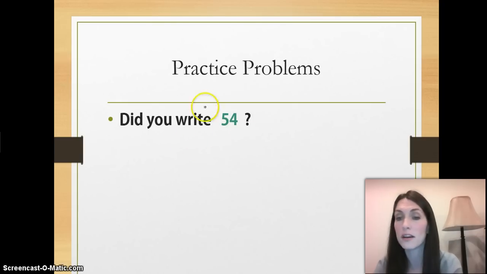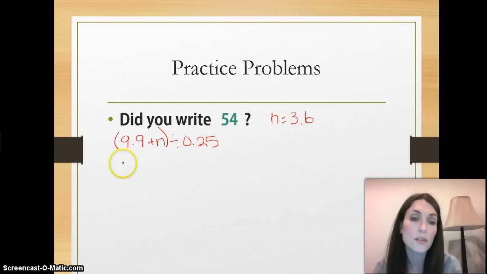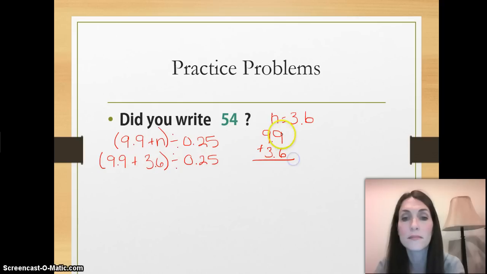Did you write 54? Well, let's write out our original problem. We have 9 9/10 plus n divided by 25/100, and we know that n is equal to 3 6/10. All right, so I'm going to write this out. 9 and 9/10 plus 3 and 6/10. And I know I need to work what's in the parentheses first, so I'm going to add 9 and 9/10 plus 3 and 6/10. That would be 13 and 5/10.